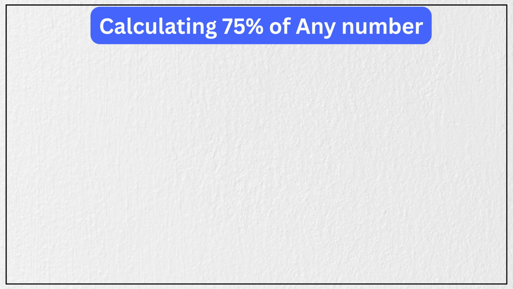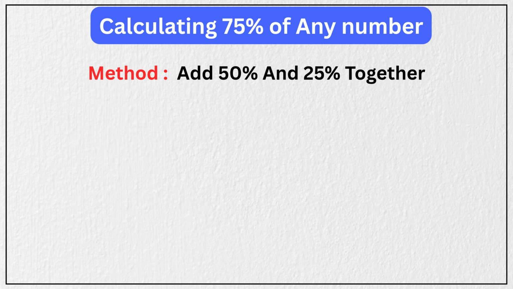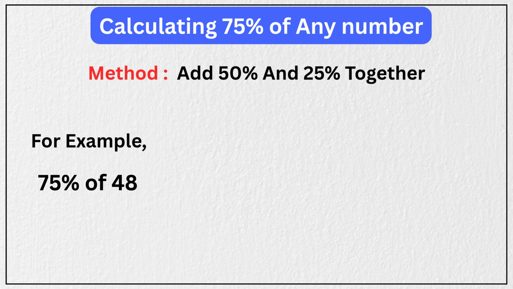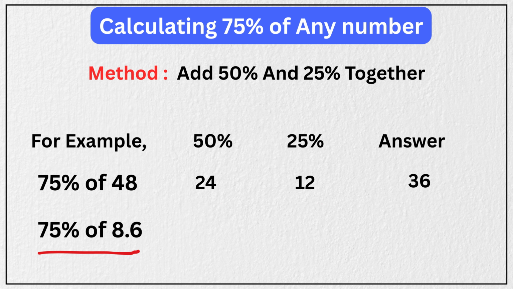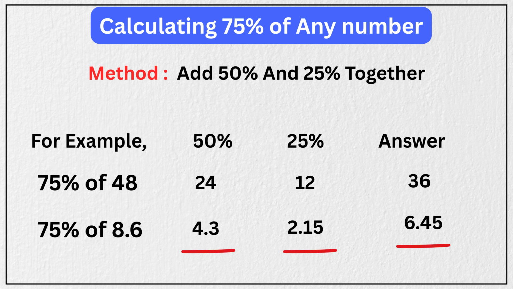To find 75%, we add 50% and 25% together. Example, 75% of 48. 50% is 24, and 25% is 12, adding both equals 36. 75% of 8.6. 50% is 4.3, and 25% is 2.15, adding both equals 6.45.